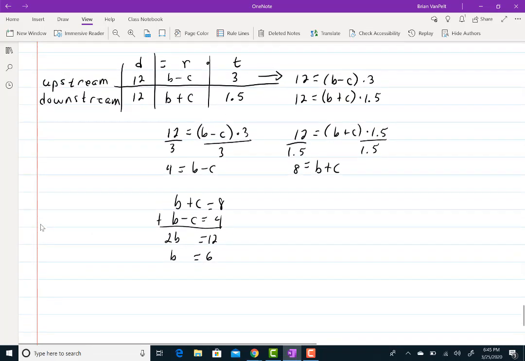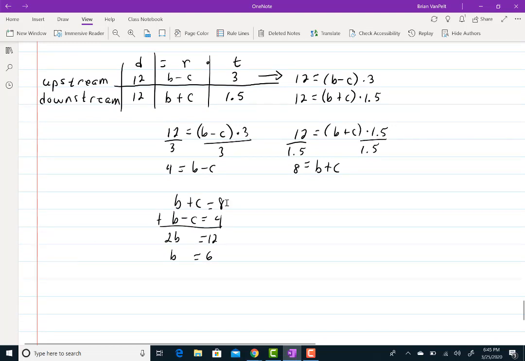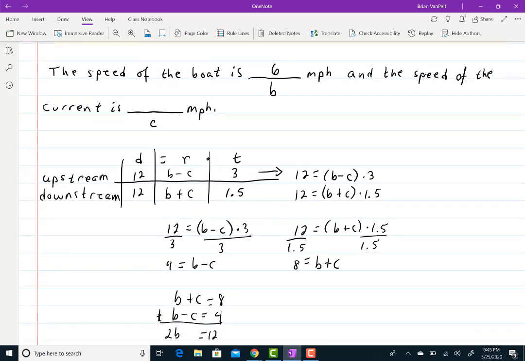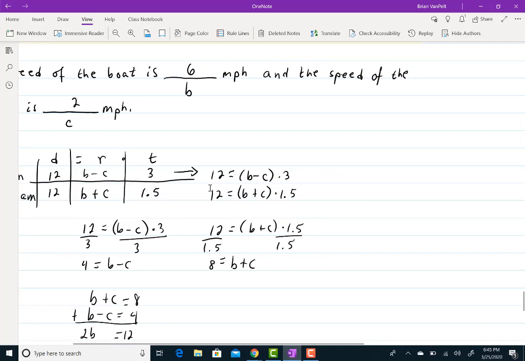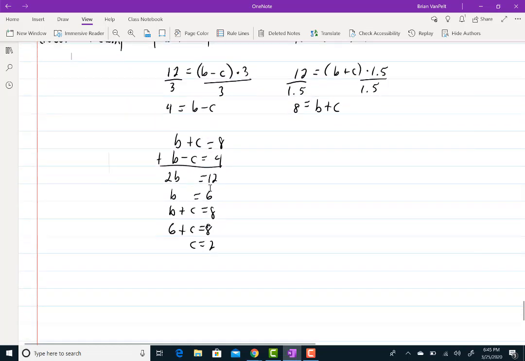On the other hand, I can use either of these equations now. I'll use the first equation, B plus C equals 8, now that I know that B is equal to 6. So C is equal to 2. And I'll just check. When they're going against the current, I have an effective rate of 4 miles per hour. 4 miles per hour times 3 hours gives me 12, so that's right. When I effectively add them together, I get 8 miles per hour times 1.5 hours does give me 12 miles. So it all does work out.